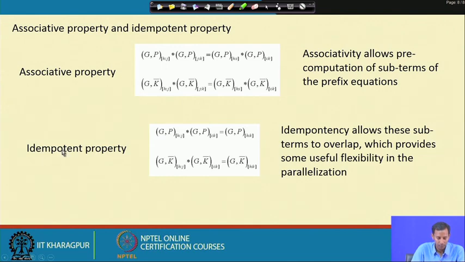Okay. Then for this idempotent property, I can write this as the same. Here for method 1 it will consider P, for method 2 it will consider K, but only the equation is different. Okay. So, these two properties are related to parallel prefix adder computation.